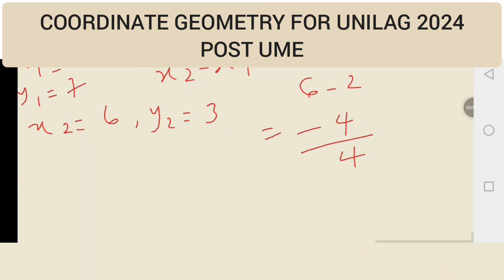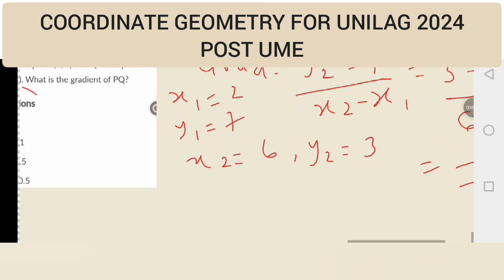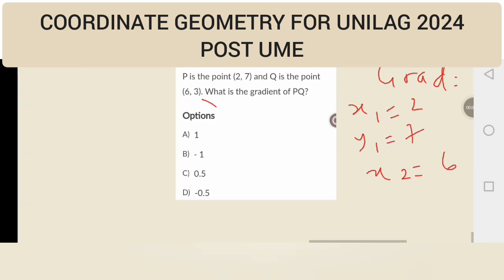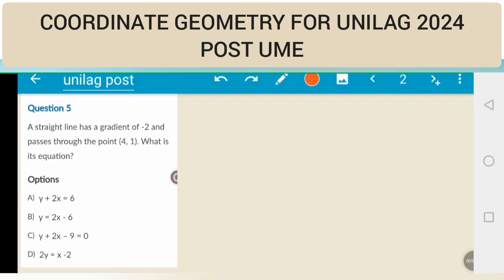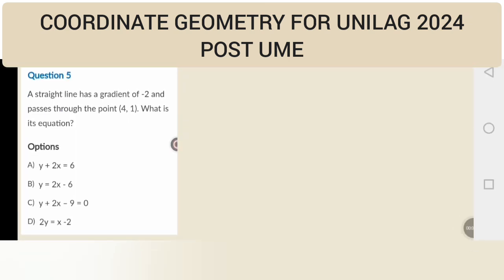If you cancel this out, you're going to get minus 1. So the gradient of the line PQ is minus 1. So you go to your options and shade minus 1 as your answer. So let's take the next question. In this question, we are told that a straight line has a gradient of minus 2 and passes through the point (4, 1).